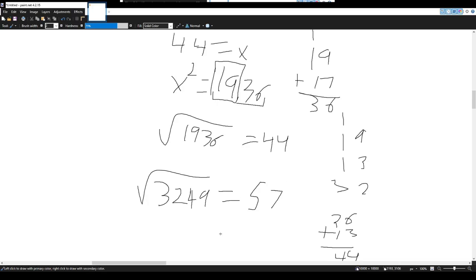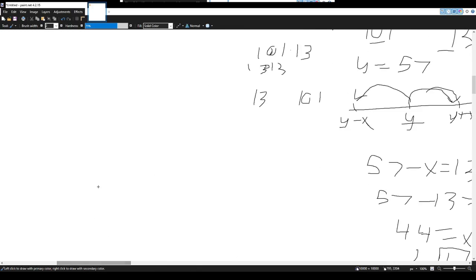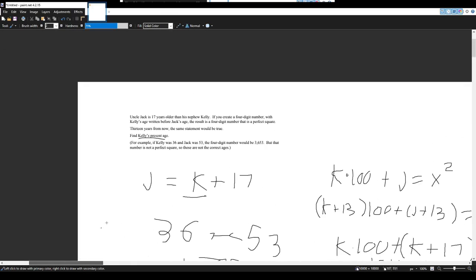Because we showed that their present ages, if you put them together, it gives you a 4-digit number, which is a perfect square, right? Showed that by showing that this is an integer, and then we also showed if you add 13 years to each age, then you get another perfect square, right? And so they were looking for Kelly's age. So the number we got, right, 1936. They're looking for Kelly's age, which is this part, so k equals 19. And that is the answer.